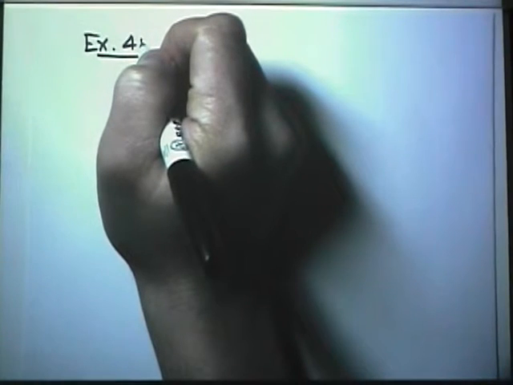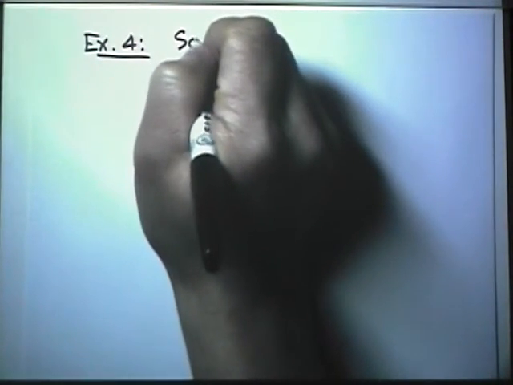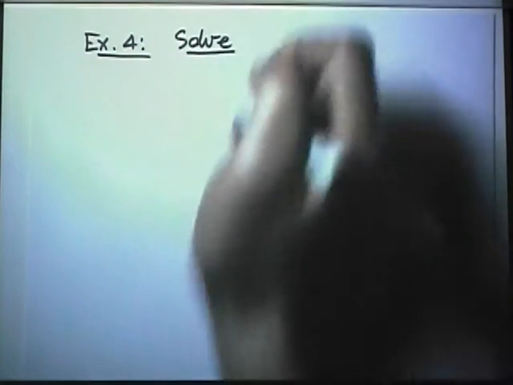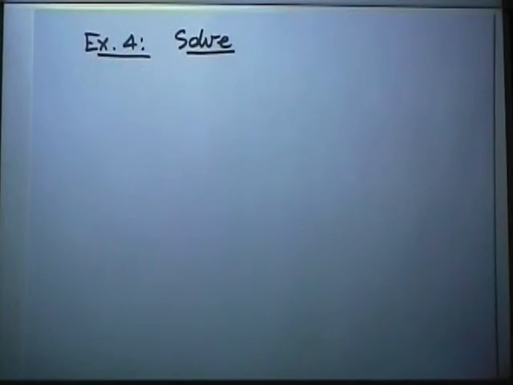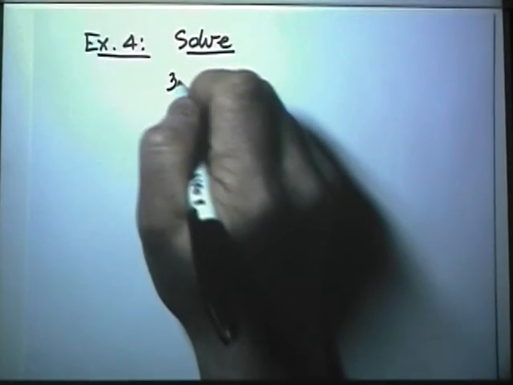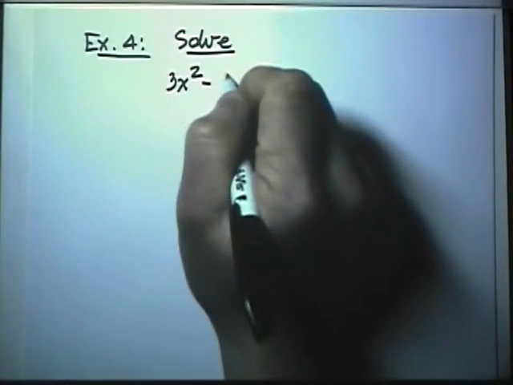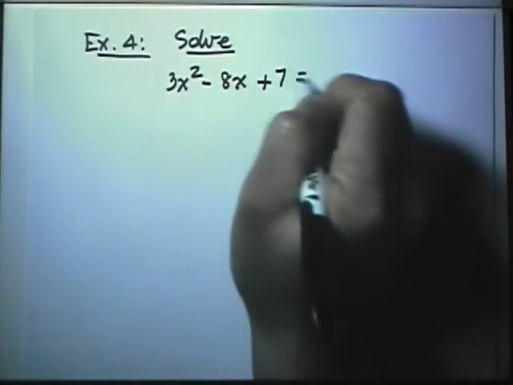So let's look at another example of solving the quadratic equation, and then we're going to be finished up with the whole chapter 8. So my example number 3, actually it's example number 4 this time. Once again I'm solving another quadratic equation, and my equation this time is going to look like 3x squared minus 8x plus 7 equals 0.